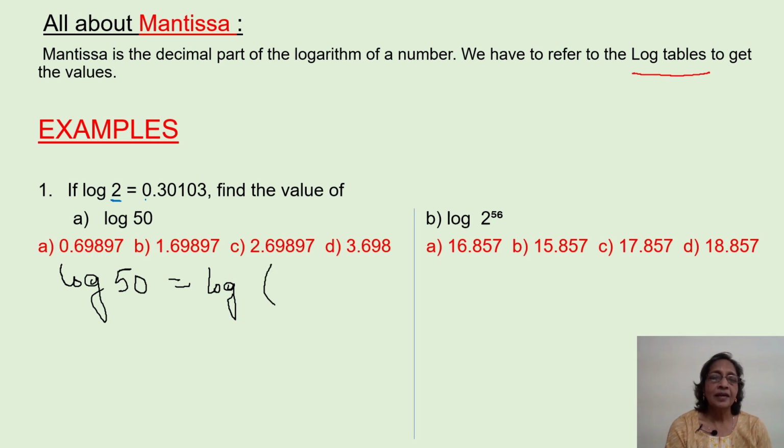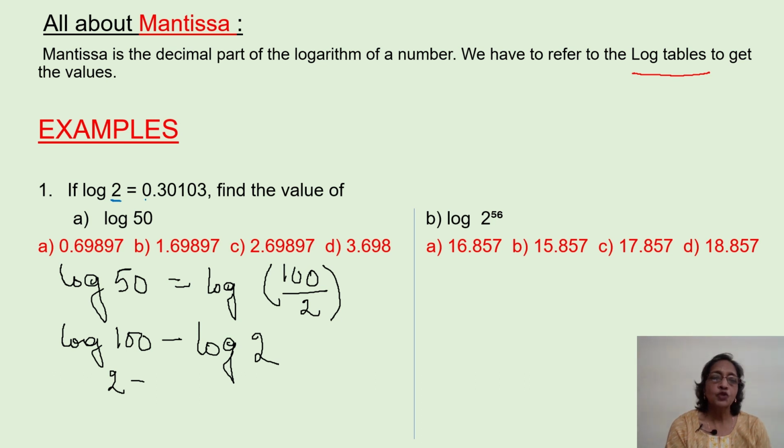So very conveniently, I can put this as log of 100 upon 2. All right. You know our property that we have used earlier. This will become log of 100, this is our quotient property, minus log 2. Now log of 100, the value is 2, minus log of 2, the value is given to you, 0.30103. Now you can subtract this and get your answer over here.